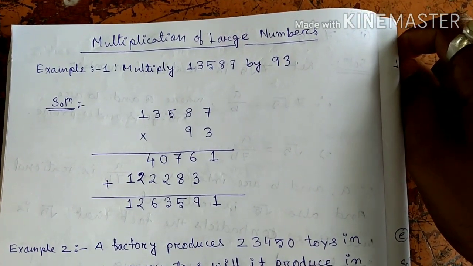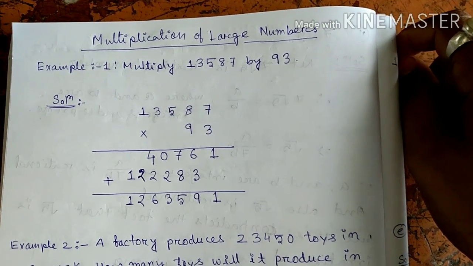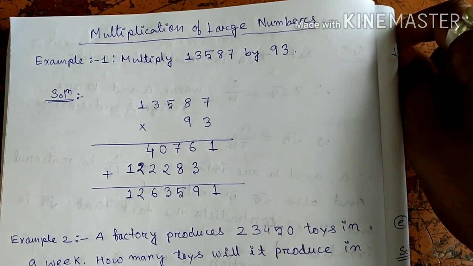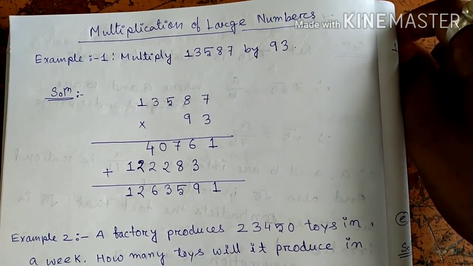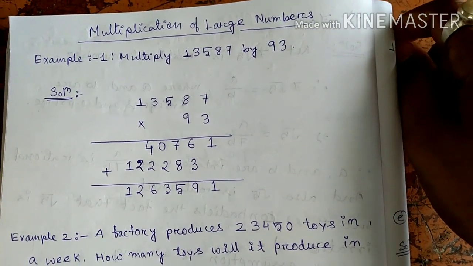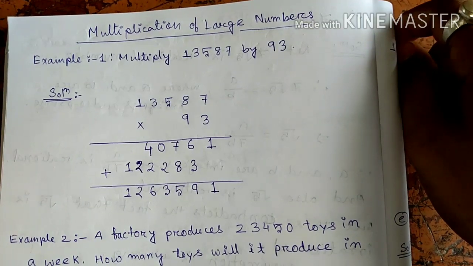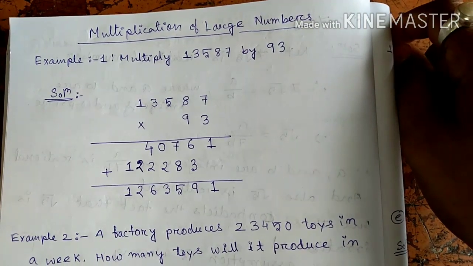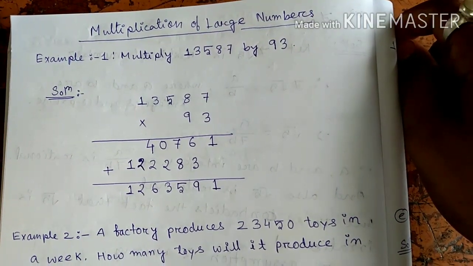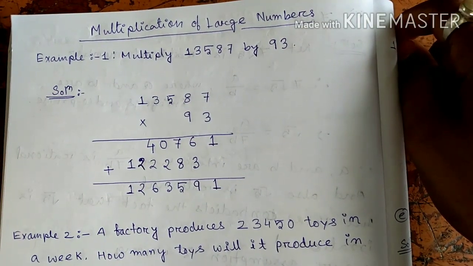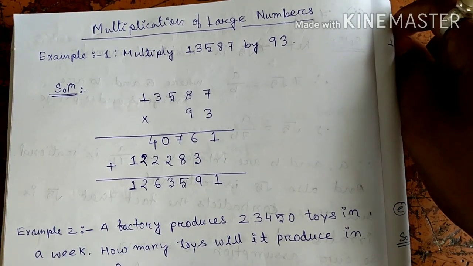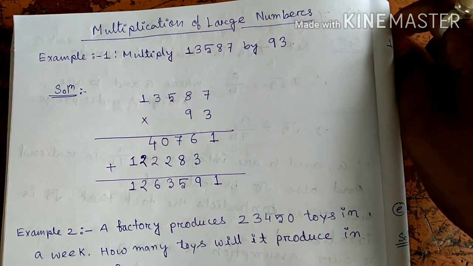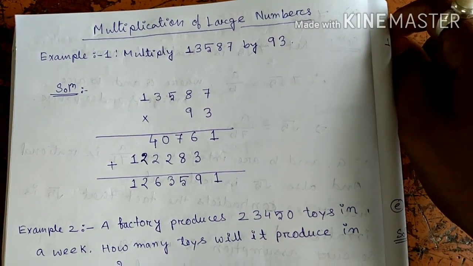In the earlier class, we learned how to multiply numbers, and if a number is multiplied by 10, 100, 1000, there is a short trick and some properties we learned in the first and second parts. So now, in this part, multiplication of large numbers.